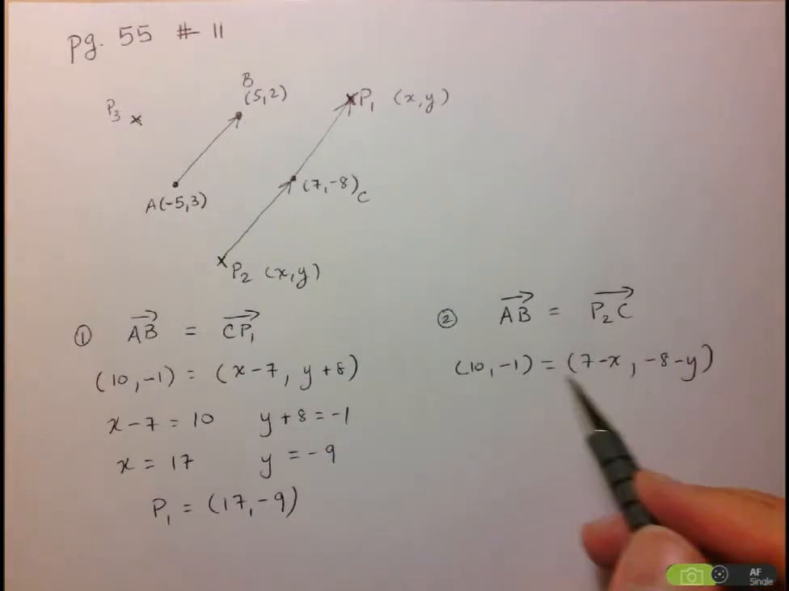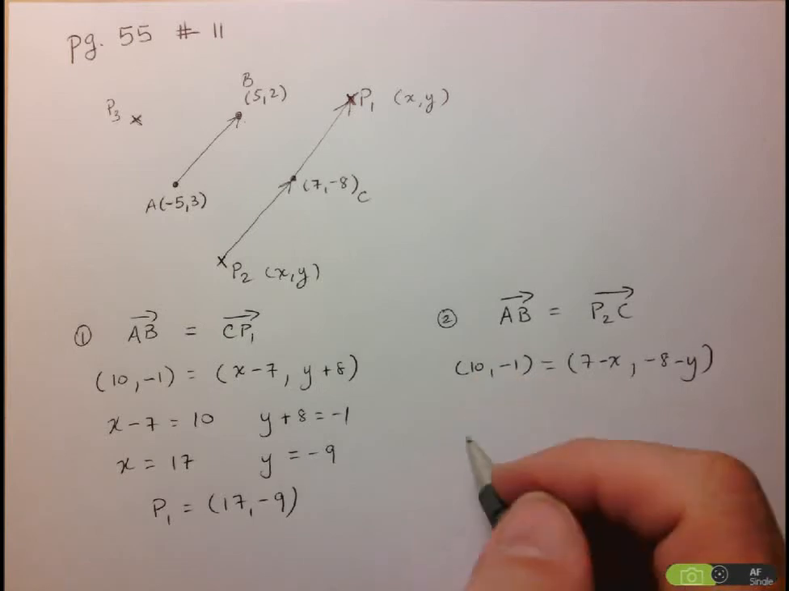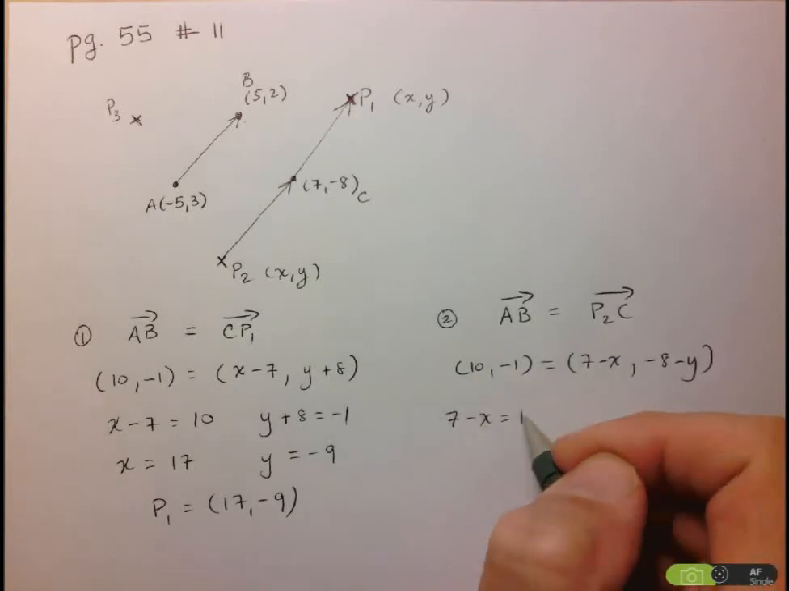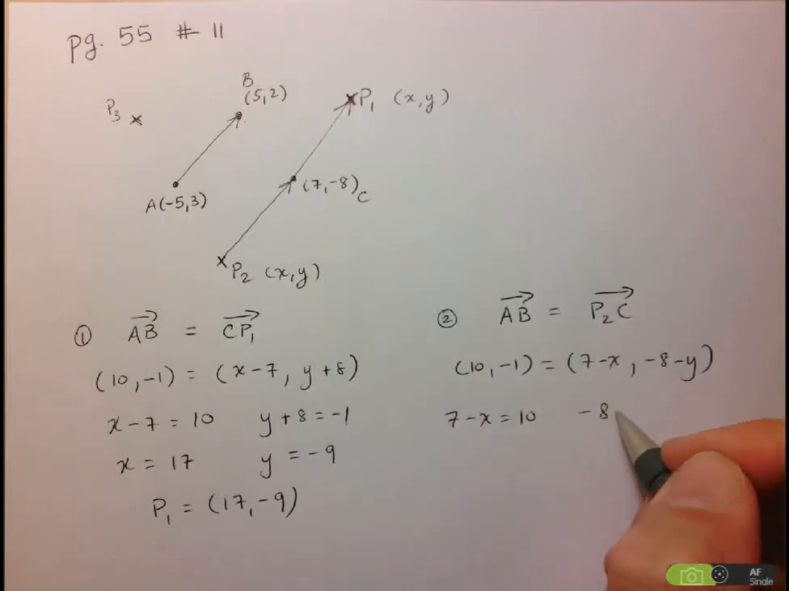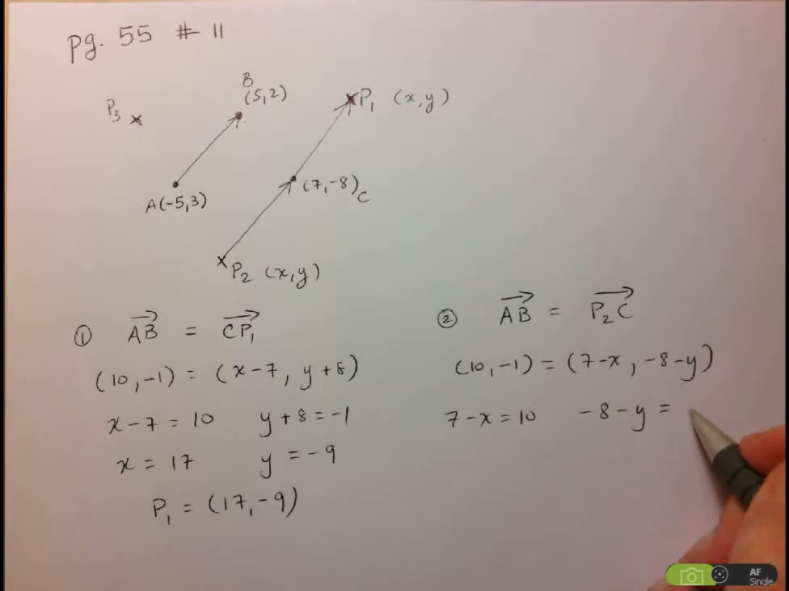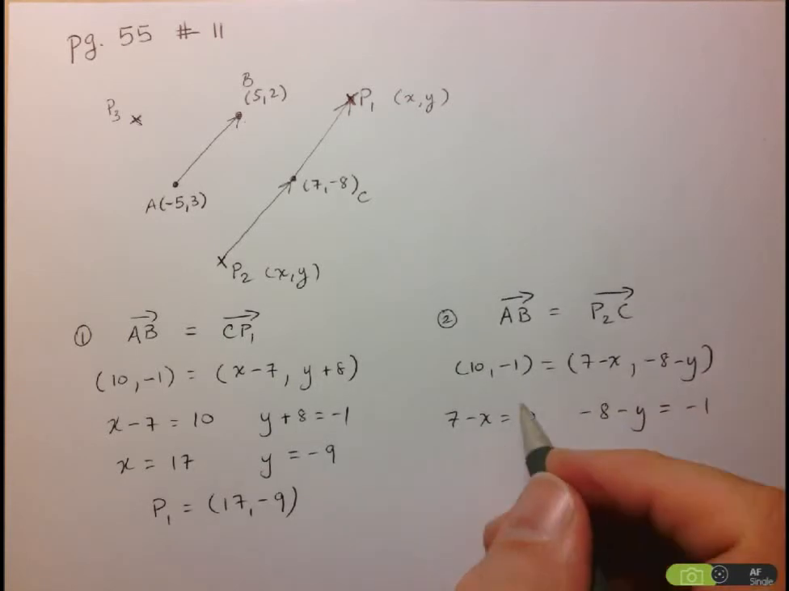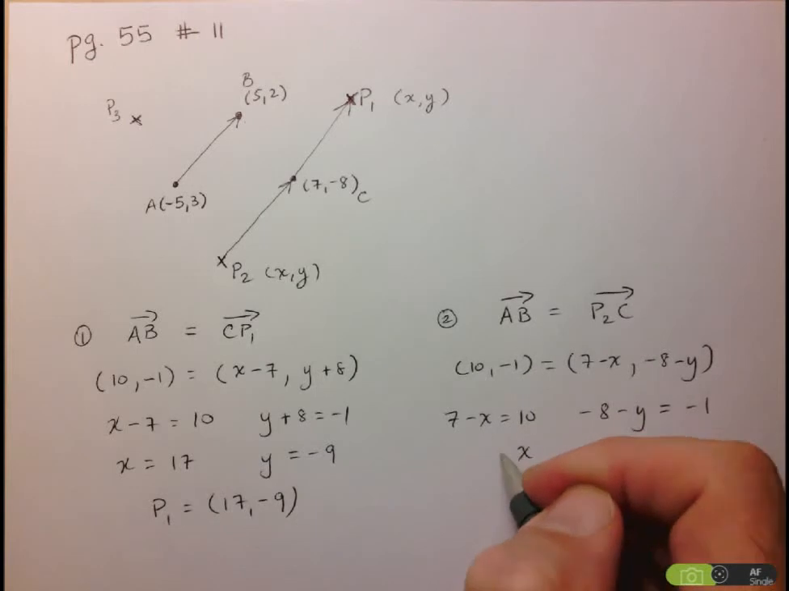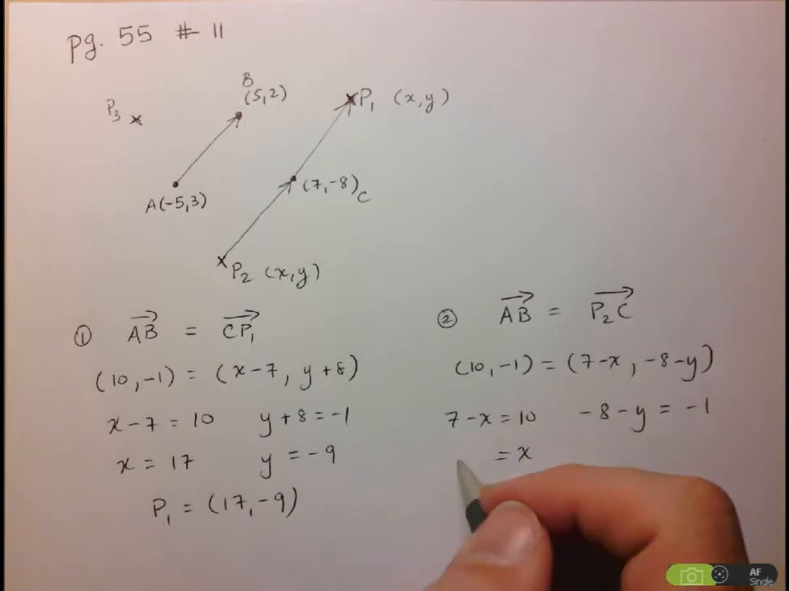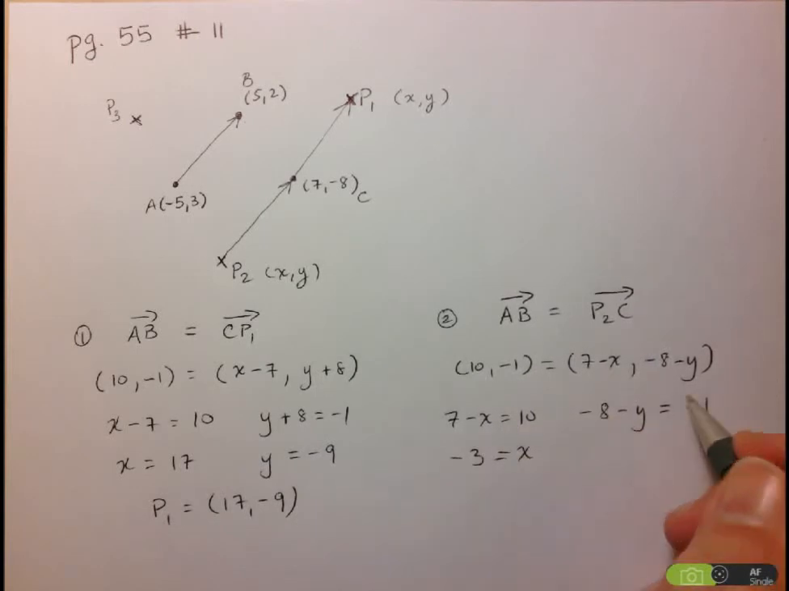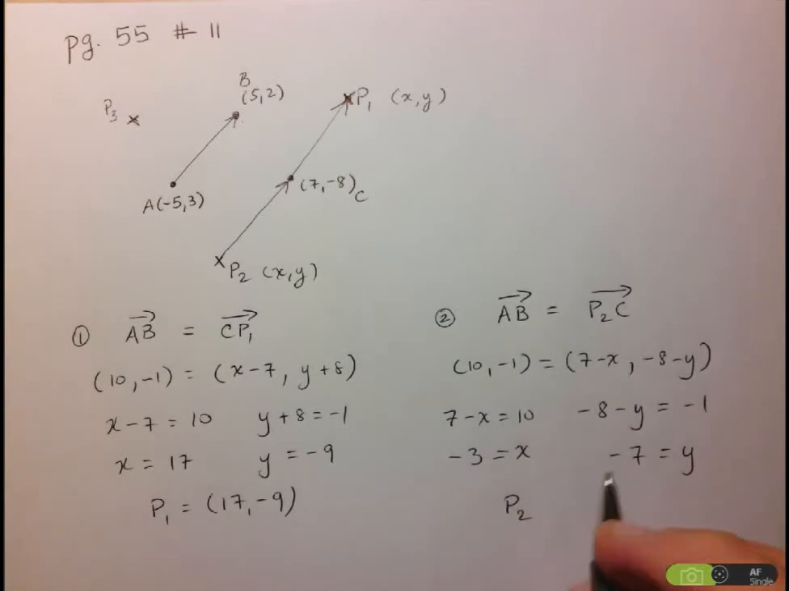So again, since these two vectors are equal, we know the x components are equal, so 7 minus x has to be equal to 10, and negative 8 minus y has to be equal to negative 1. So I'll bring the negative x to the other side, so x is equal to 7 minus 10, which is negative 3. Then here we'll bring the negative y to the other side, so y is equal to negative 8 plus 1, which is negative 7. So my point P2, my second possibility, is just equal to negative 3, negative 7.